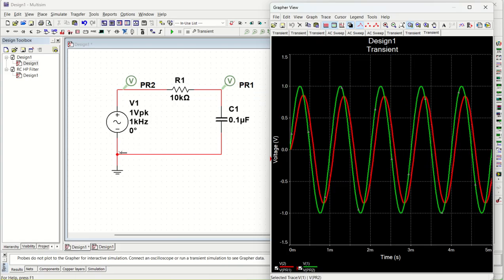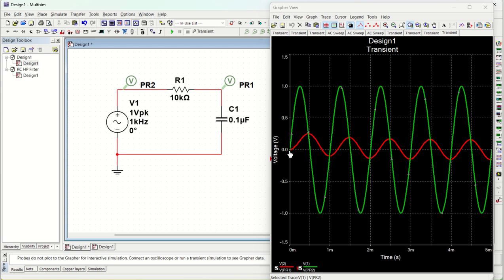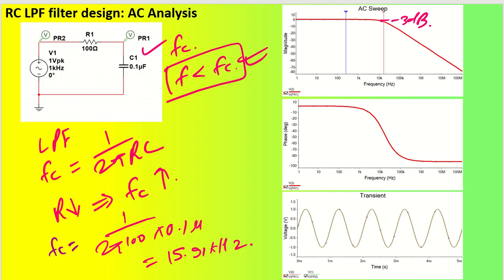And at 159 hertz, you can see the input frequency is 1 kilohertz, but the cutoff frequency of the RC filter is 159 hertz. It means it will not allow the signal to pass, right? So let us run it and see. So you can see the red signal is almost completely attenuated.